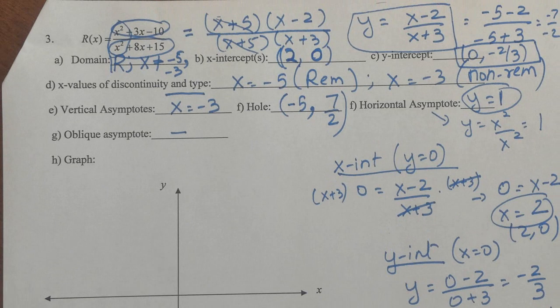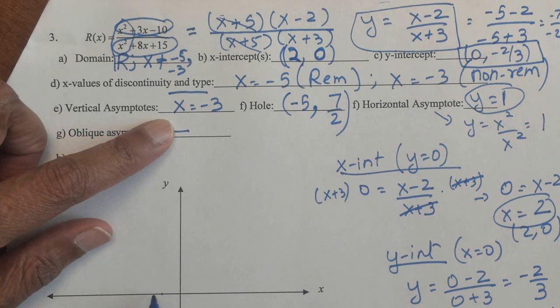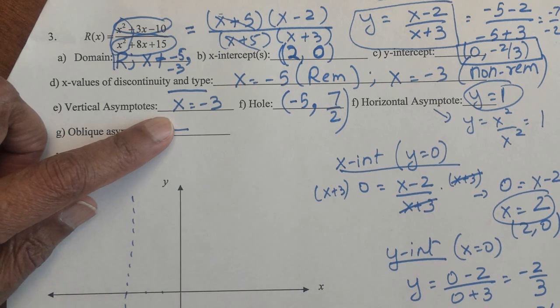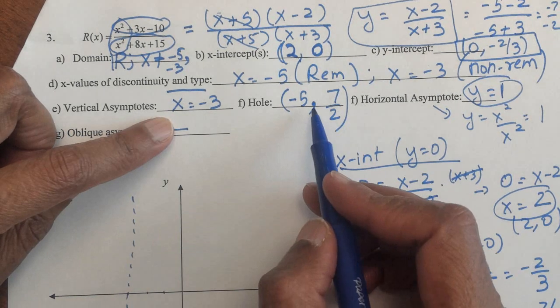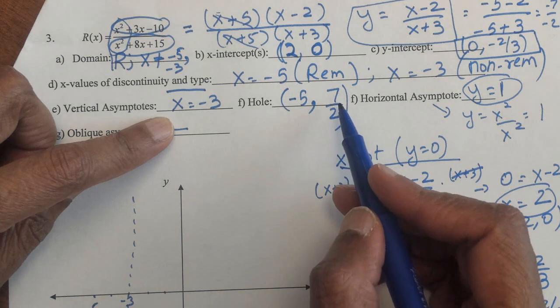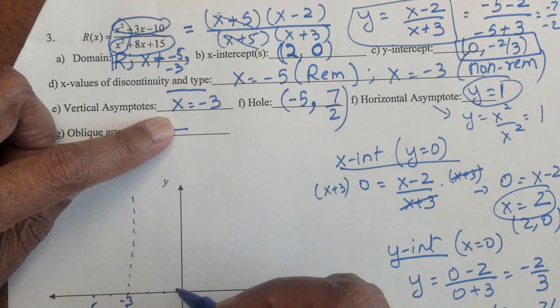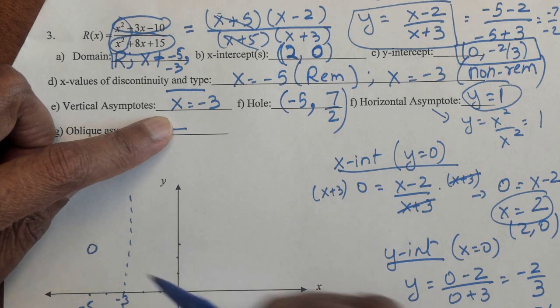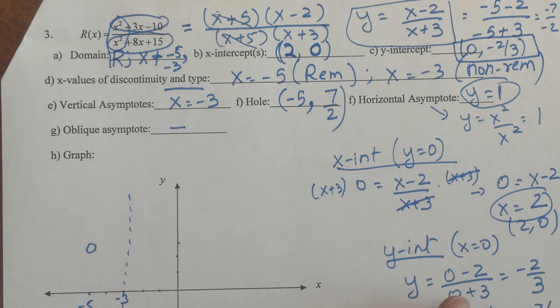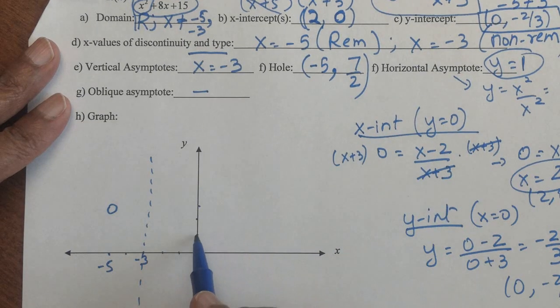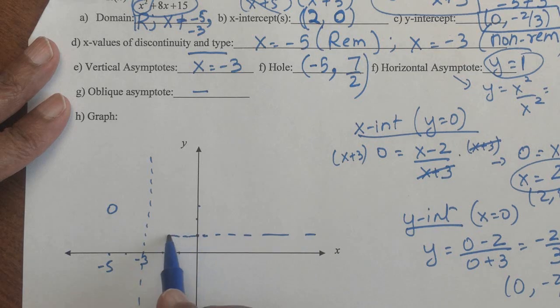So let's draw both the asymptotes. My vertical asymptote is at negative 3. 1, 2, 3. My hole is at negative 5, 7 over 2. So this is negative 3, so negative 5 will be somewhere here. And 7 over 2 is the same as 3.5, right? 7 by 2 is 3.5. So 1, 2, 3, somewhere here will be my hole. We are approximating because we don't have the exact graph. And then the horizontal asymptote, y equals to 1, is here. So you draw your asymptote.